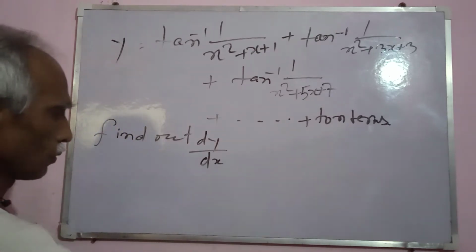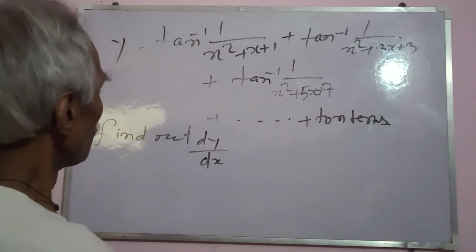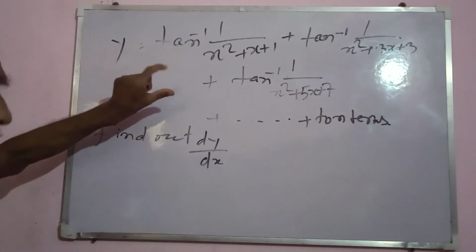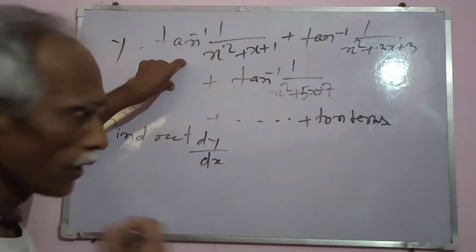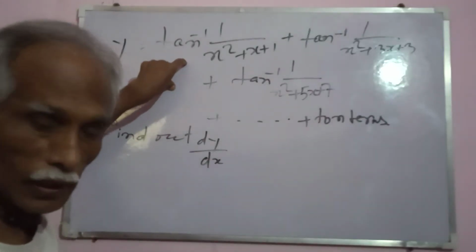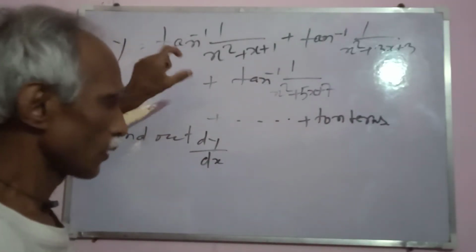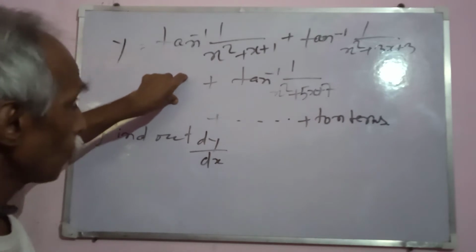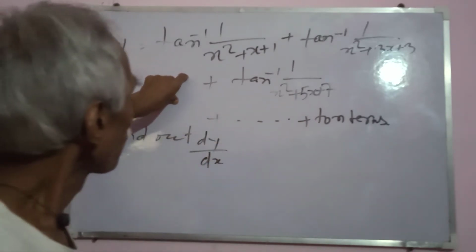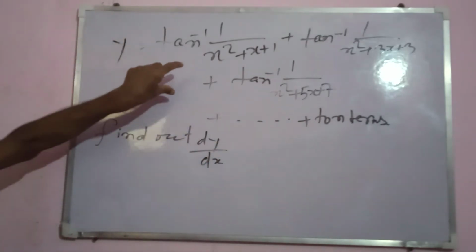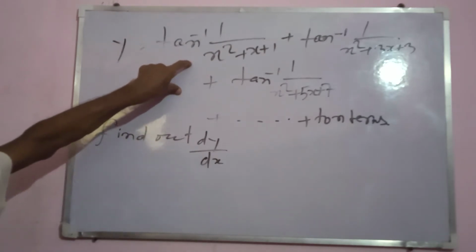Now how do you solve it? For that, what is the hint inside the sum? I told you before writing these sums about the hint. Now find out what is the hint inside the sum. This is a sum of tan inverse.